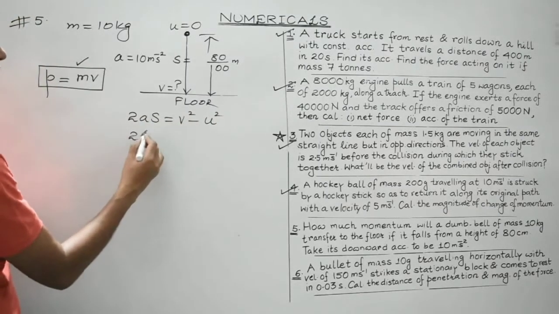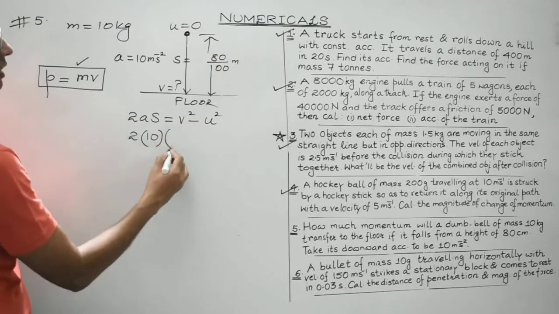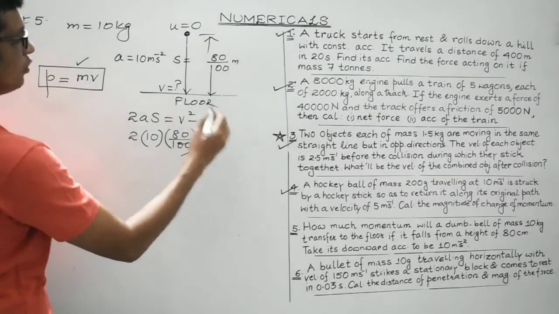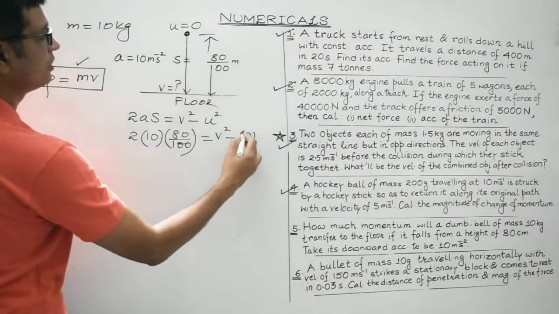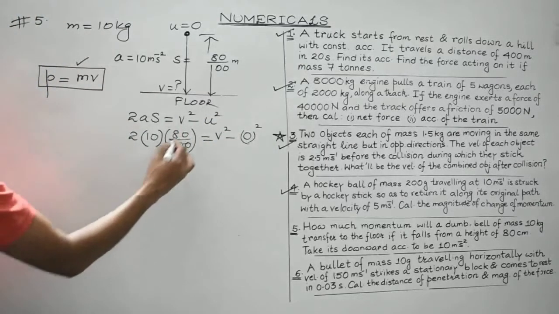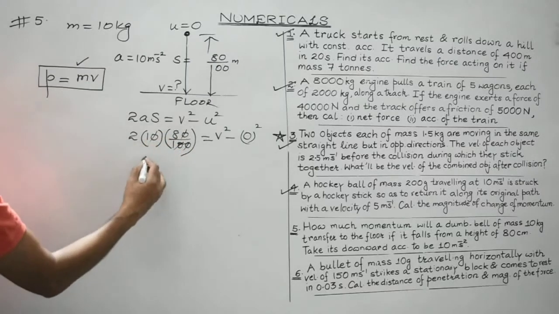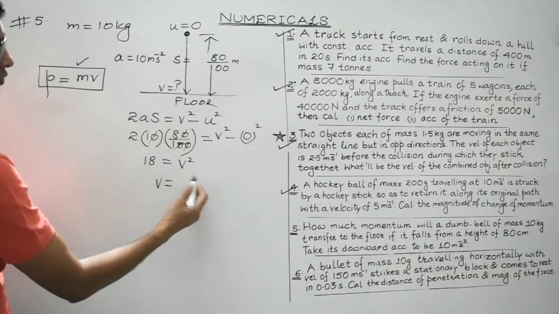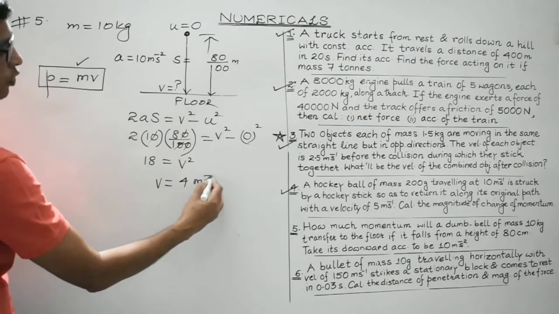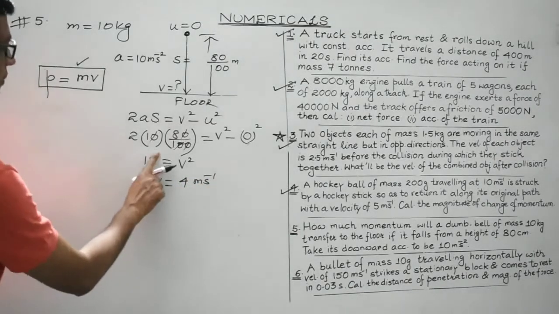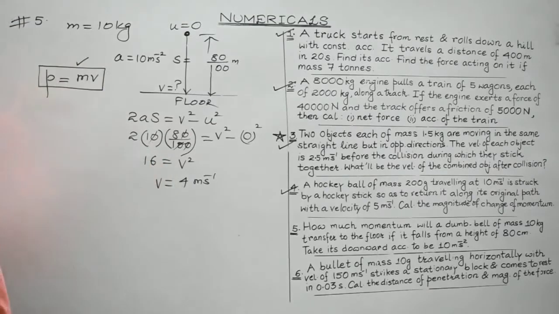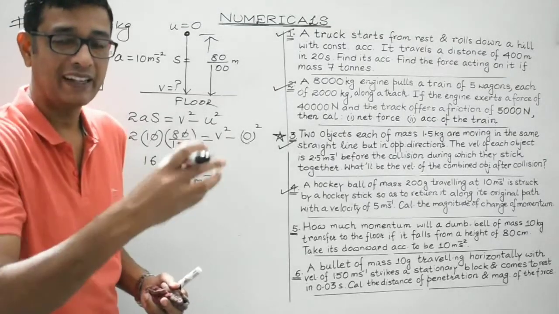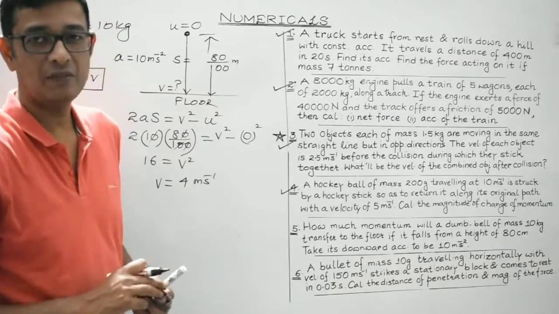Let's substitute the values: 2, a is given to be 10, s is given to be 80 by 100, v square is to be found, minus u square, where u is 0. Let's solve it. The zeros get cancelled. So 16. So v would be equal to plus minus 4. Taking the positive sign we get 4 meter per second. So the velocity with which the object hits the floor is 4 meter per second.